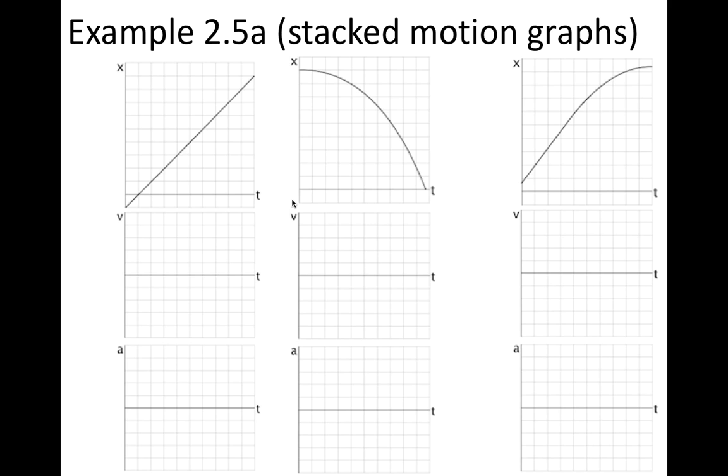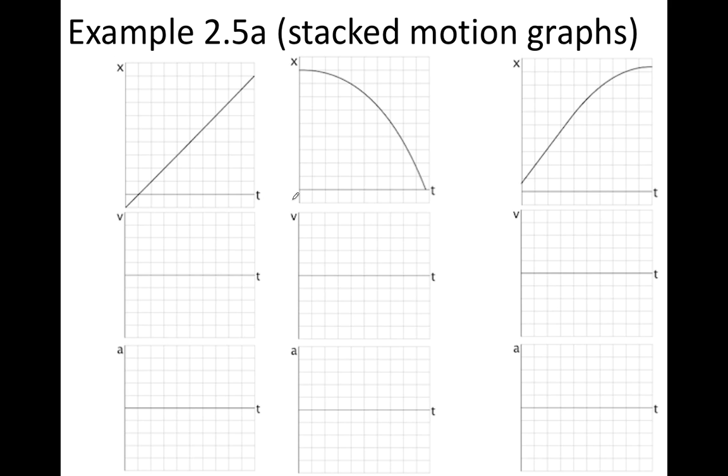In this example, we're given three different position versus time graphs, and we're asked to sketch the velocity and acceleration graphs. So the thing to remember is that we are going to consider the slope of the position graph to find the velocity, and we're going to find the slope of the velocity graph to find the acceleration. We're dealing with slopes here.